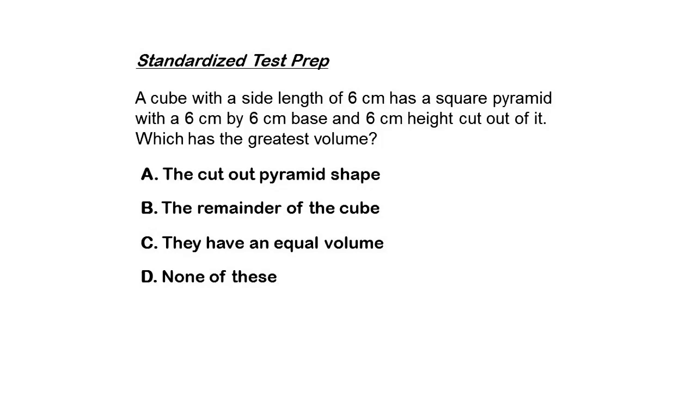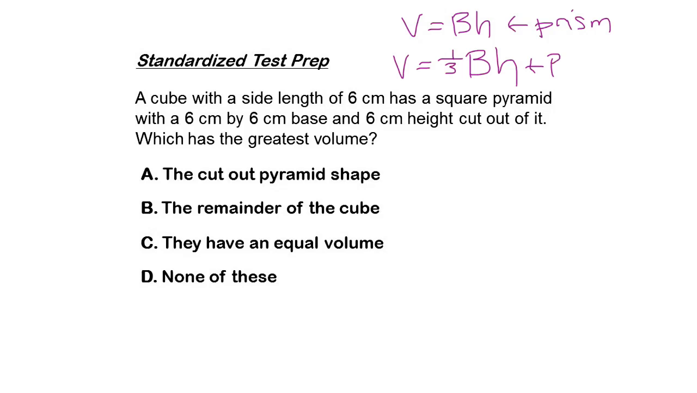Now, this particular problem, they don't want you to calculate the volume of each one, but just know the difference between the volume of a prism or a cube versus the volume of a pyramid. Remember, the volume for a prism is B times H. The volume of a pyramid is 1/3 times B times H. So just comparing the two, we know that the prism is going to be 3 times as much as the pyramid.